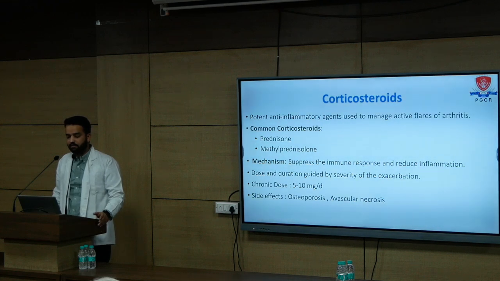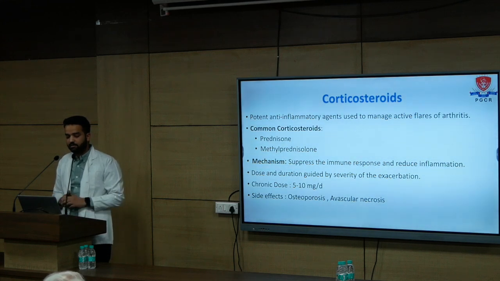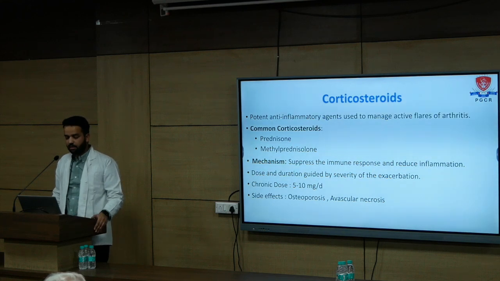In cases when we start a DMARD, we should start with corticosteroids. And in cases where the DMARD is not acting, we can also use corticosteroids. The side effects of corticosteroids are osteoporosis and avascular necrosis.